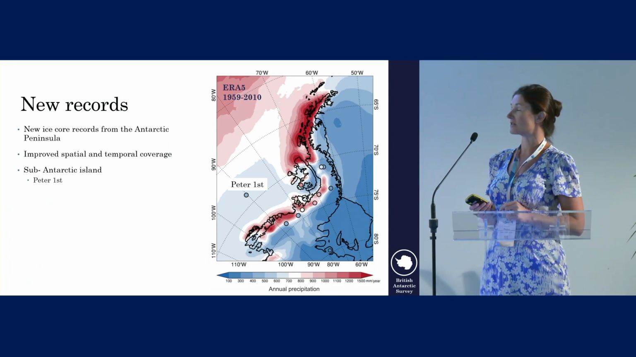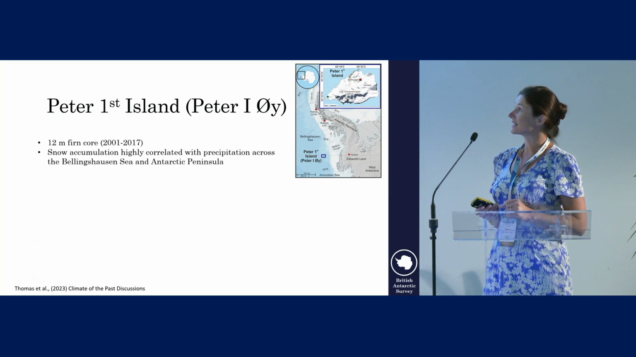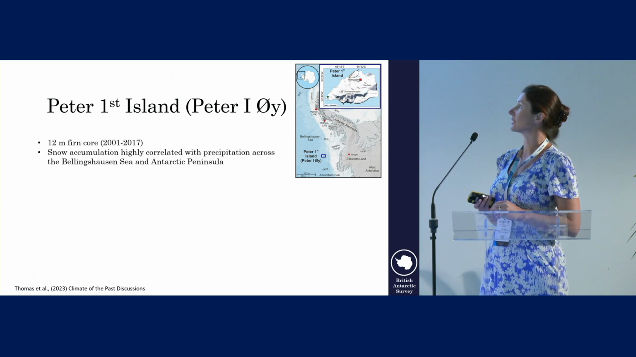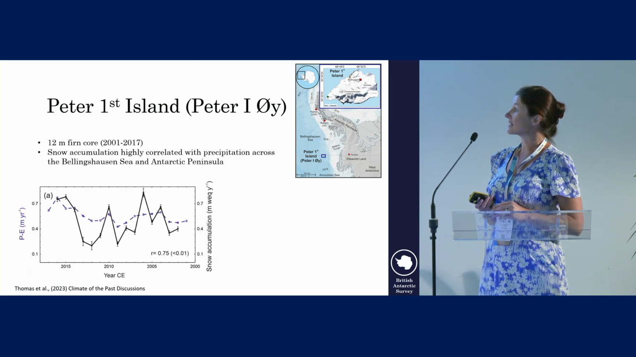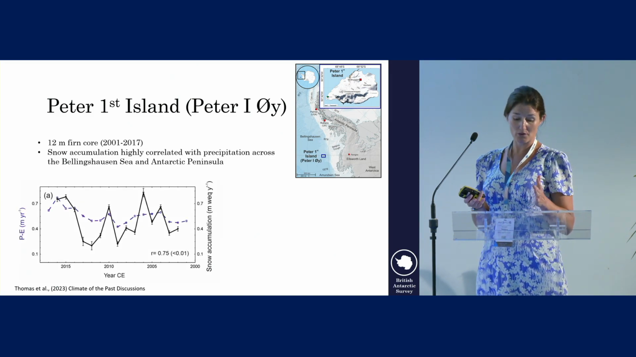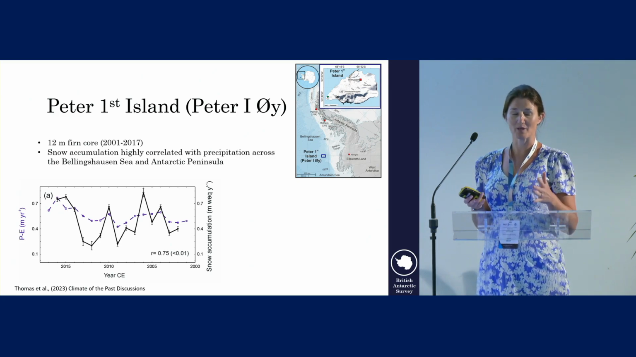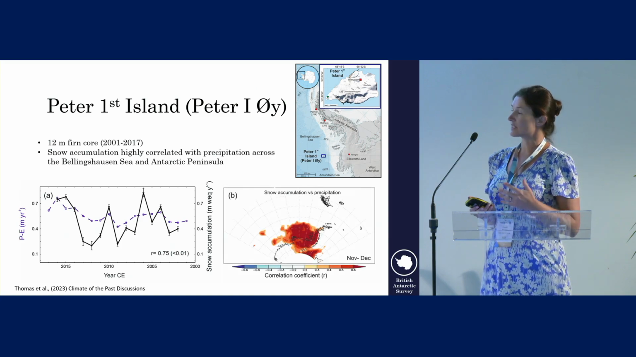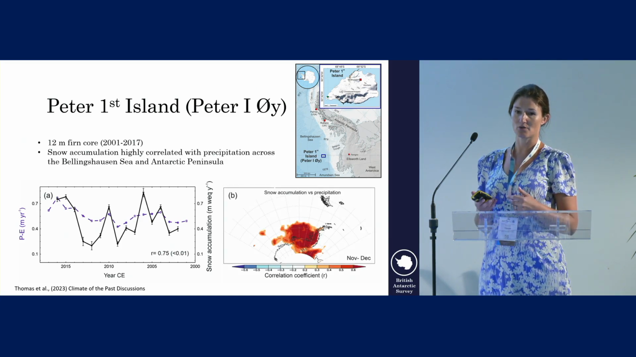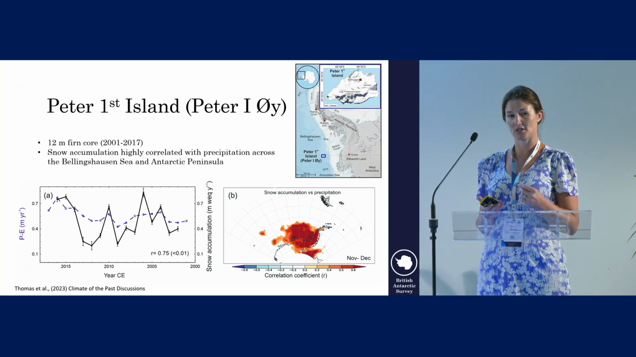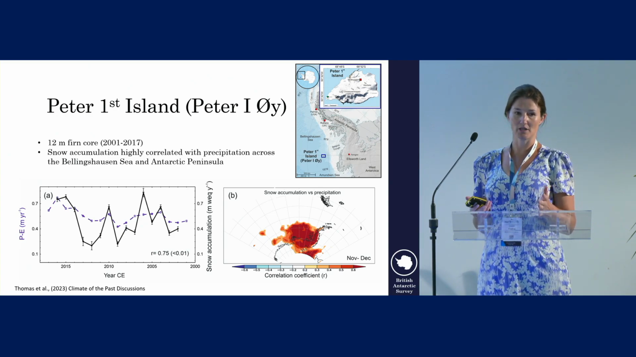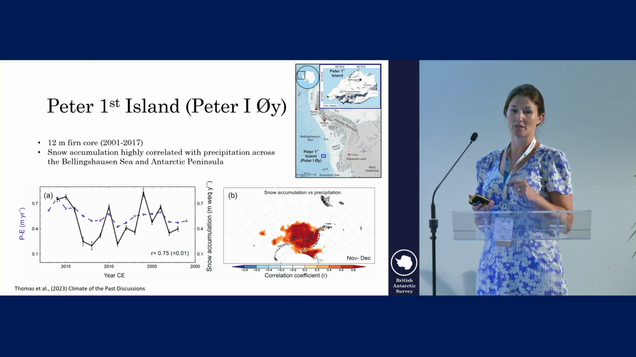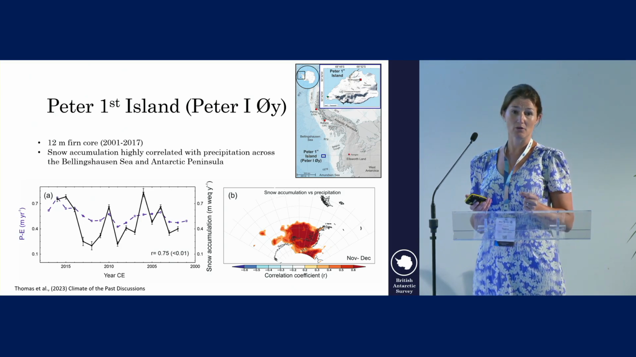In the subantarctic, this is a little tiny 12-meter firn core from Peter I Island. It's the first ice core that I know of that's been drilled there. Even though it's only a very short record, only covering from 2001, which makes it difficult to draw too many conclusions, what we are able to do is compare it with the reanalysis data to get some confidence that extracting snow accumulation records from these very small islands not only tells you something about what's happening at that particular site, but also about what's happening across the entire region.